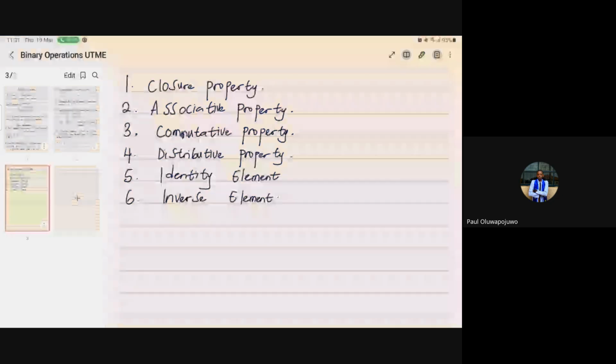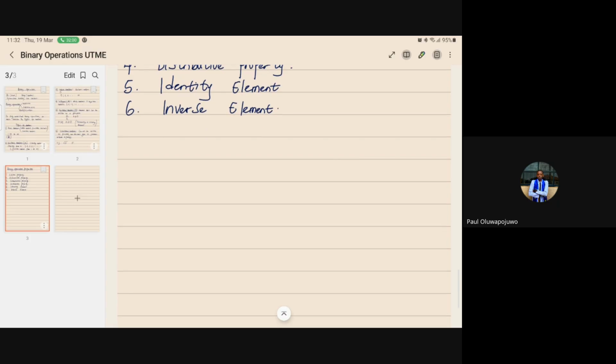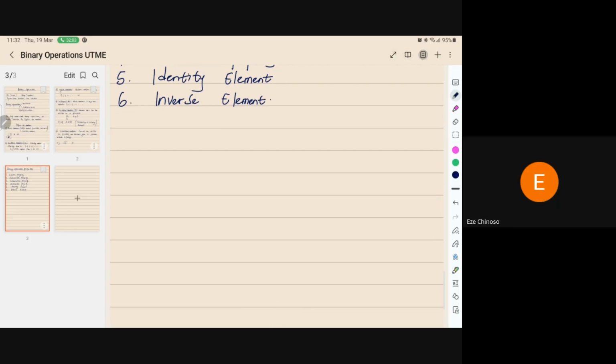You're welcome. All right, so let's continue with the first property, which is the closure property. That's the very first. So what is a closure property? It is one of the things we need to know regarding binary operations. The closure property is just trying to say that if I have two numbers, A and B, and they belong to a particular set, let's say they are elements of the real numbers.